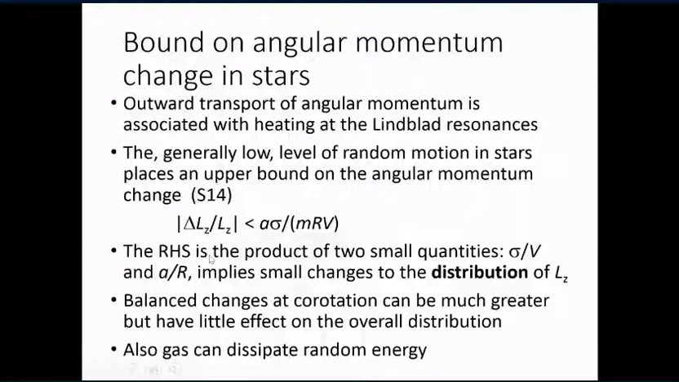This formula applies to the stars in the disk, because once they've been heated, there is no way that their random motion can be dissipated. But if you have gas present in the disk, then that can dissipate random energy, and of course that allows it to form stars on circular orbits. And so this constraint applies only to the stellar distribution, and the gas distribution can exchange much more angular momentum, and in fact it does.